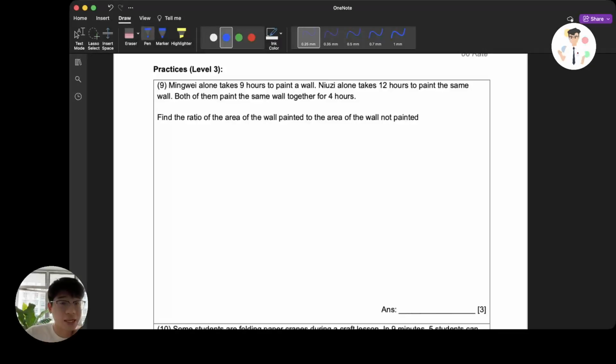Here it says that Ming Wei alone takes 9 hours to paint a wall. Let me just write it here first. I have this guy called Ming Wei, M, he can use 9 hours to paint one wall. And on the other side I have another person called Niu Zi, and he alone can use 12 hours to paint the same wall. So it means Niu Zi can use 12 hours to paint the same one wall.